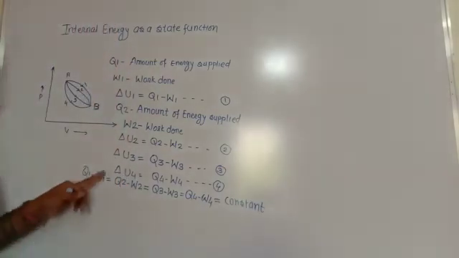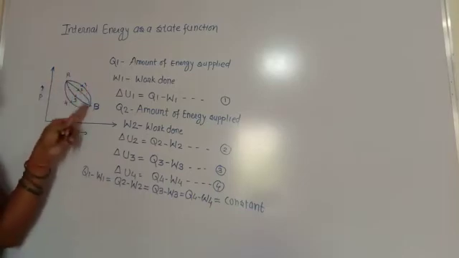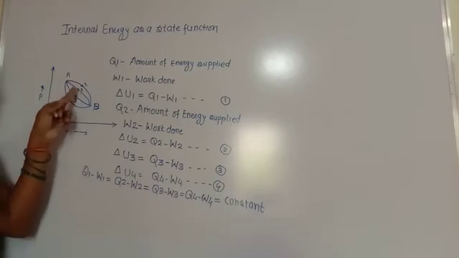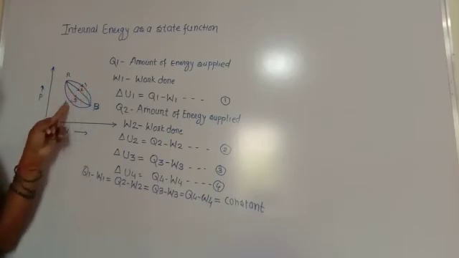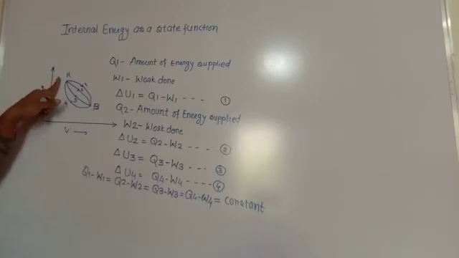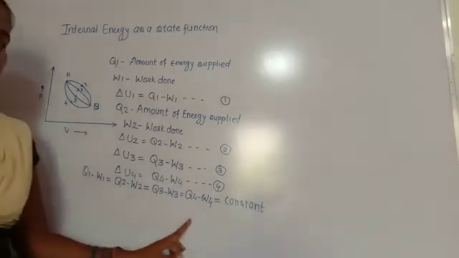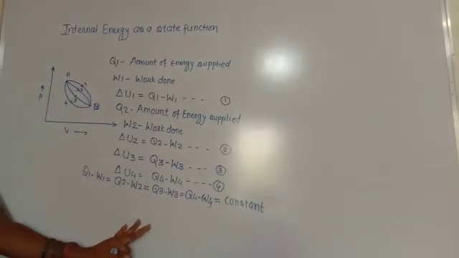Okay, this means the change in internal energy for any path 1, 2, 3, 4 in going from initial state A to final state B, and this change in internal energy of the system in going from initial state A to final state B is found to be constant.